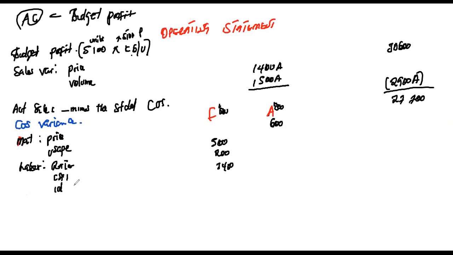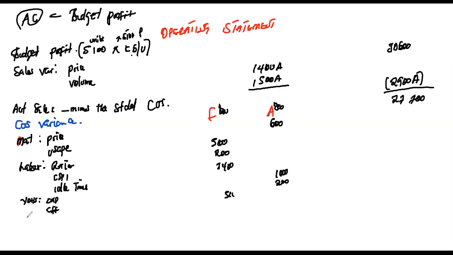Then we have our idle time also on labor. What was our idle time? 1,000, adverse. This one is always an adverse variance. Anything else that we have? Yes, we had our variable overheads. Number one, we had expenditure. How much on expenditure? 200, adverse. Then efficiency was a favorable variance of 510.